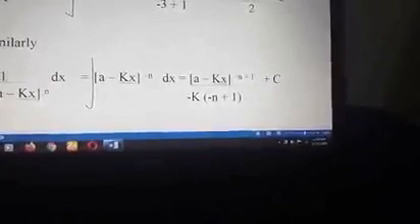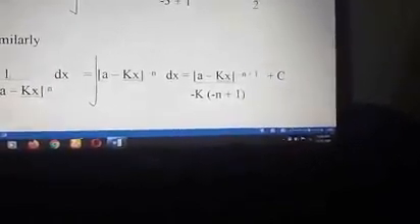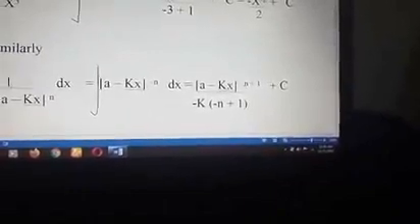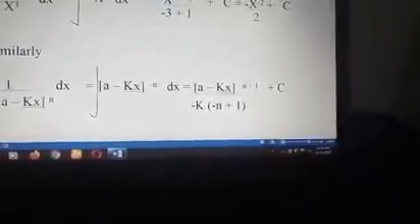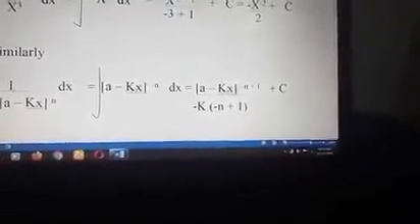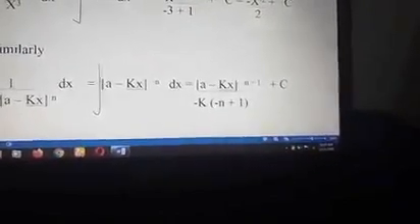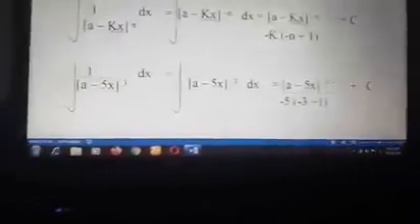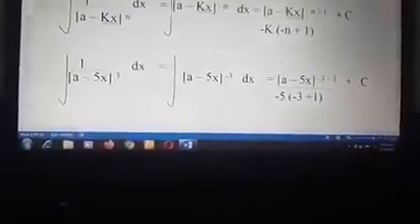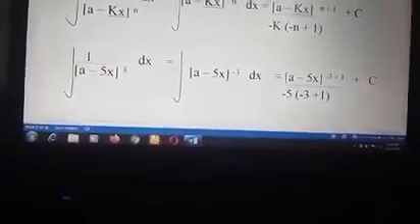But we have something under the denominator apart from the minus n plus 1. We have minus k. How do we get the minus k? The minus k is the coefficient of s in the numerator. We have that the coefficient of s is minus k. You multiply what you have on the denominator by minus k and then plus c. You get your answer. For example, we have 1 over (a minus 5s) raised to power 3.